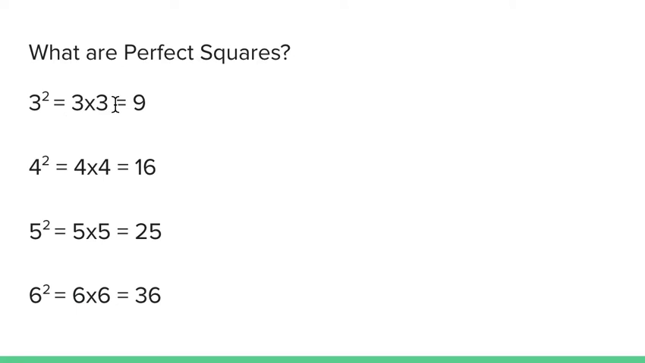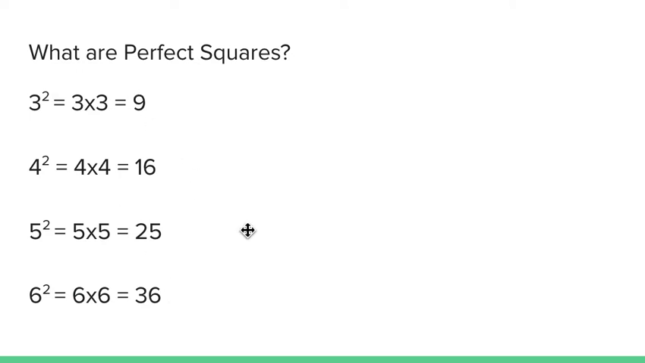3 times 3, that gives us 9. 4 squared means we have 4 times 4, that equals 16. 5 squared, that means we have 5 times 5, that equals 25. And then 6 squared means that we're going to multiply 6 times 6, and that equals 36. So once again, all of these numbers are perfect squares.